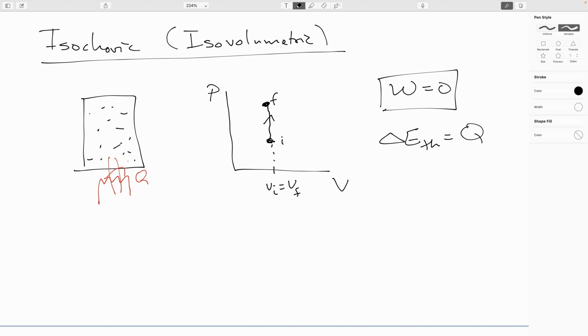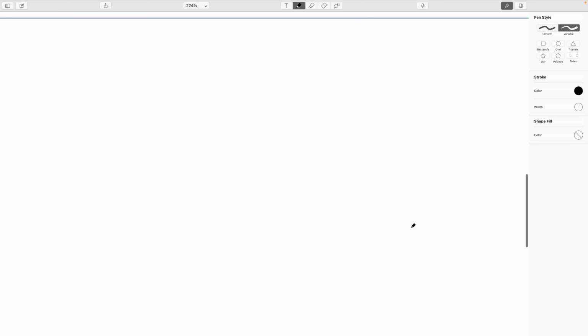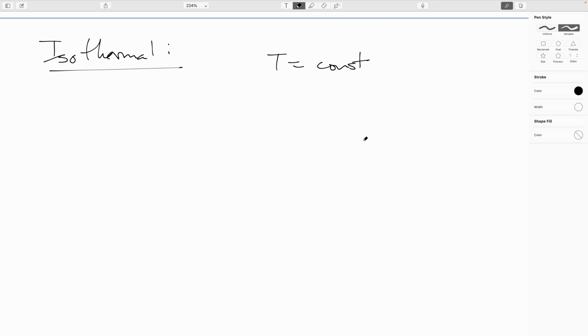All right. Now, another one is an isothermal process. We've seen isothermal processes before. So in an isothermal process, iso, the same thermal temperature, the temperature is a constant. Now, I haven't proved it yet. That will be coming in a later video.